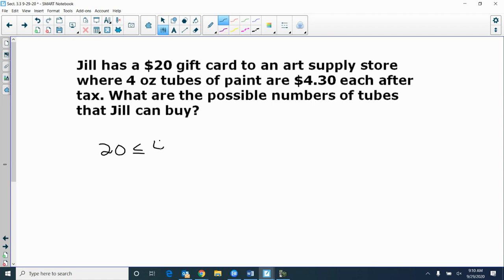430x. All right, now he's got something slightly wrong with it. Anybody pick up what's wrong with it? It needs to be flipped. We want the amount he's spending to be less than 20. So we want 430x is less than or equal to 20. Okay?